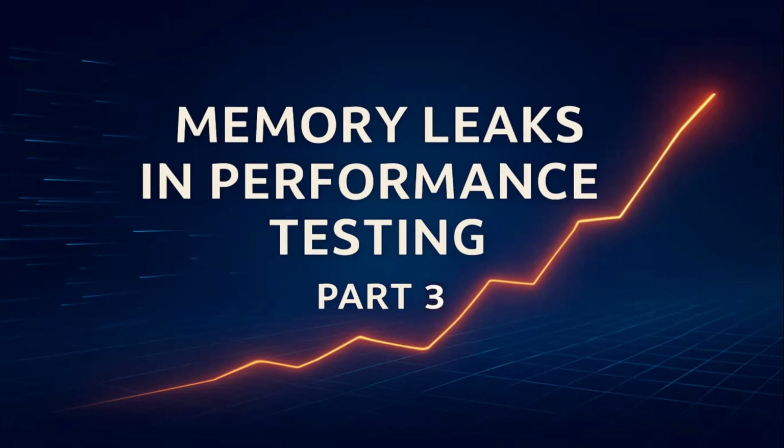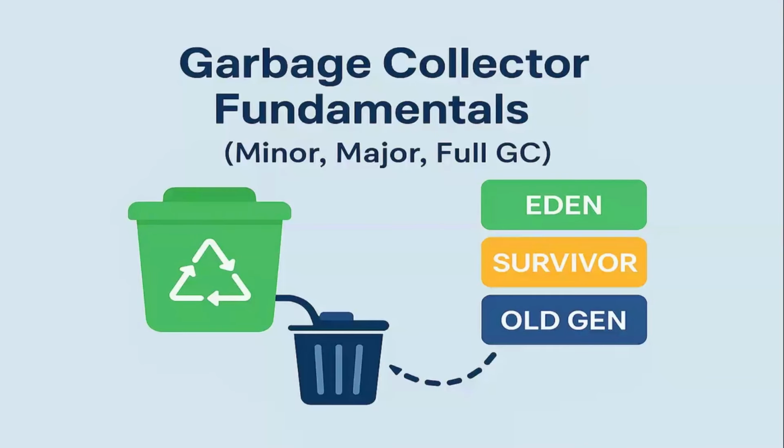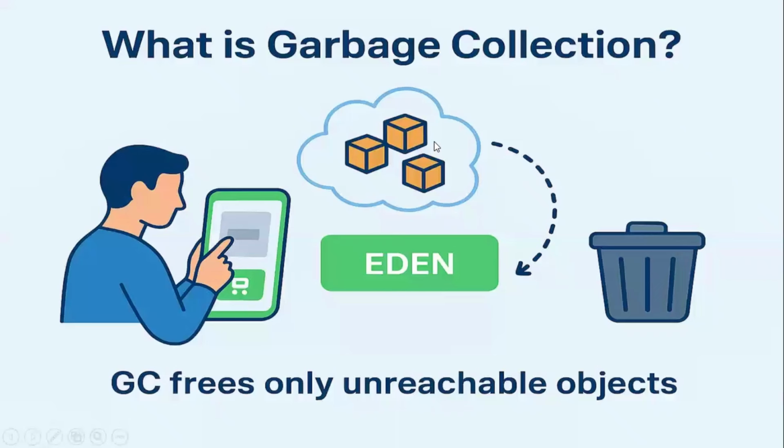Alright, let's get started. In part 2, we explored how the JVM divides memory into heap, stack, and metaspace. But memory doesn't clean itself. That's where garbage collection comes into the picture. As a performance tester, understanding how the garbage collector works is crucial because leaks usually reveal themselves through abnormal GC patterns. Let's try to understand what garbage collection is.